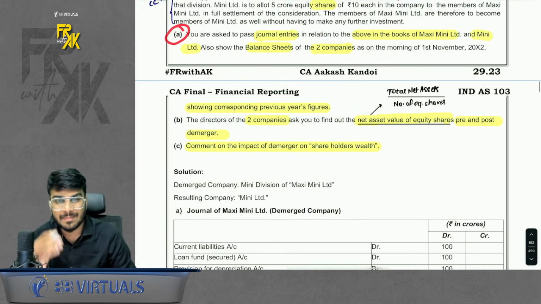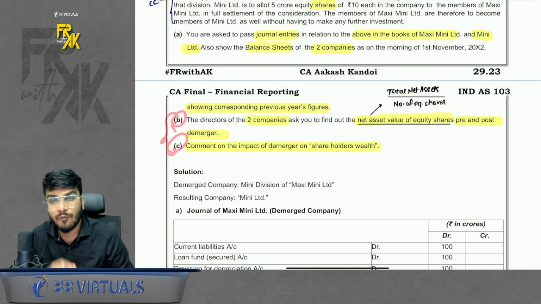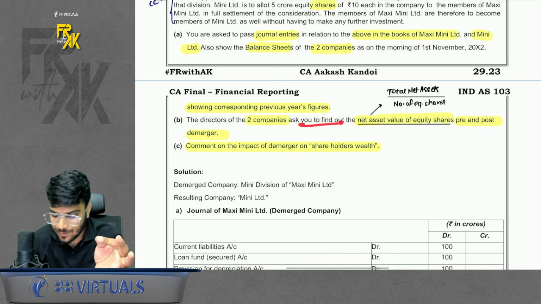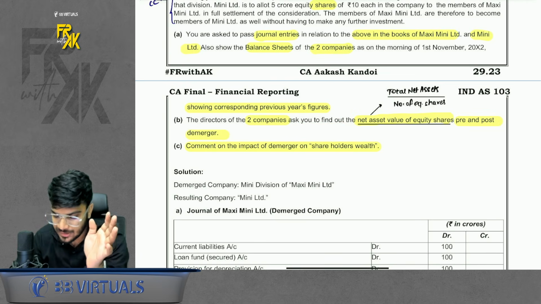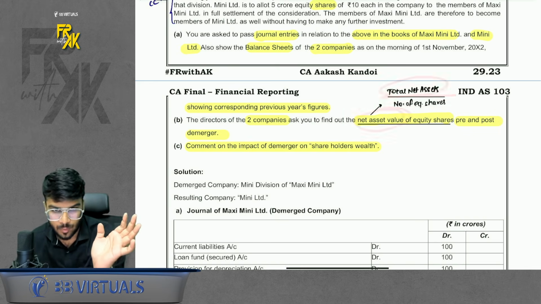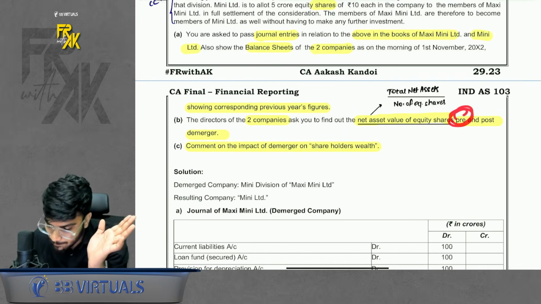Now, I'm not solving this question for the first part. First part was very much similar to what we did in the previous question. We are revising this question for part B and part C. What is there in part B? In part B, it is said that the directors of two companies ask you to find the net asset value per equity share pre and post demerger. Now, what is the meaning of net asset value per equity share? It basically means total net assets divided by number of equity shares. This is how you will find net asset value per equity share, but they wanted pre and post demerger.